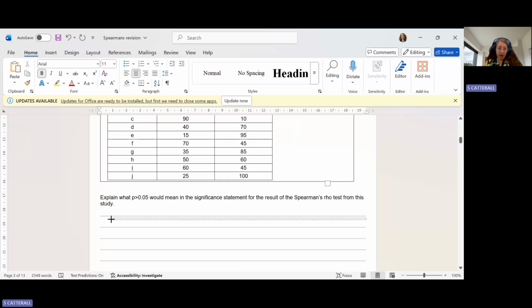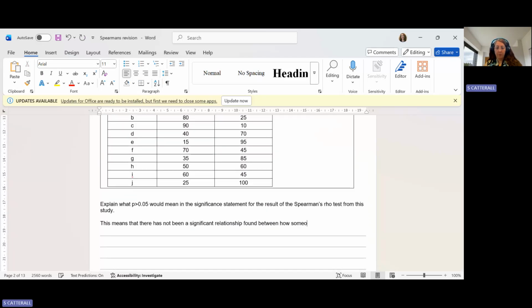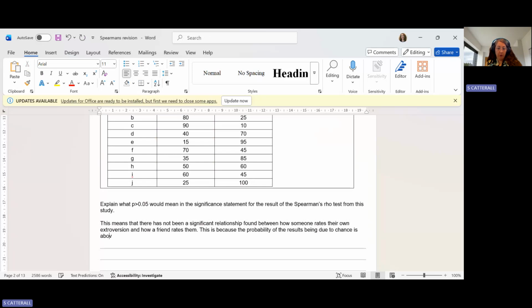So if it's above 0.05, it means that there has not been a significant relationship found between how someone rates their own extroversion and how a friend rates them. This is because the probability of the results being due to chance is above 5%.